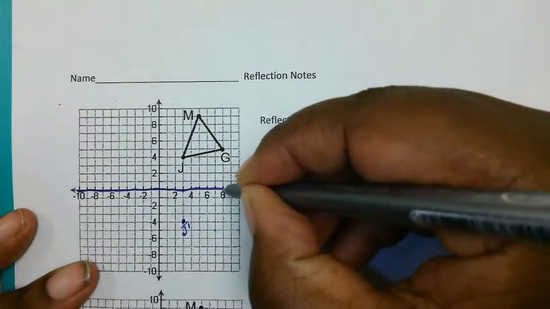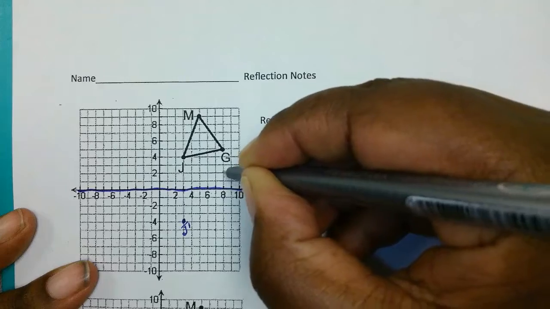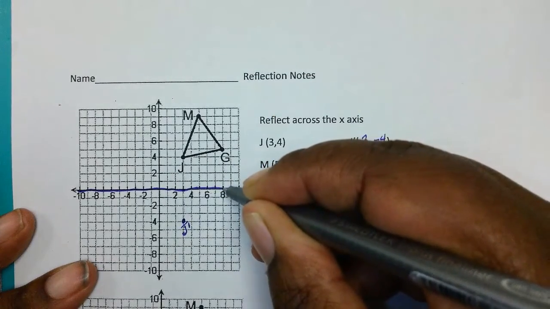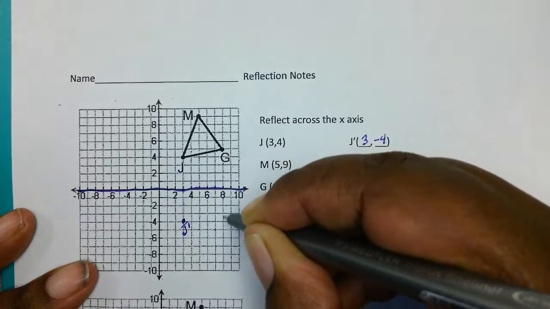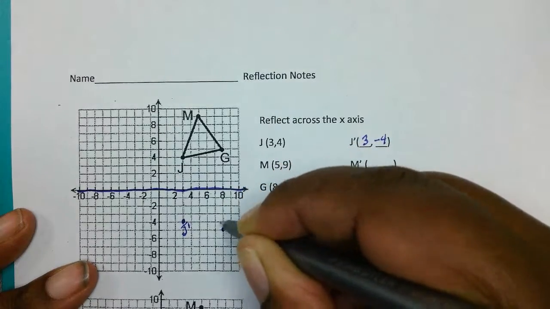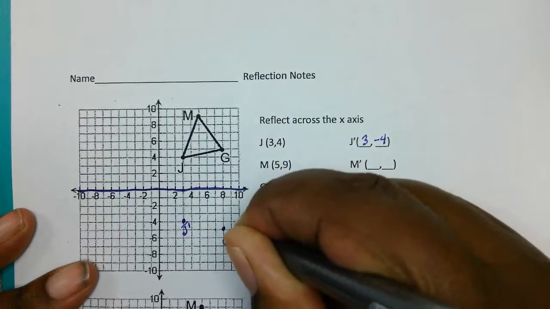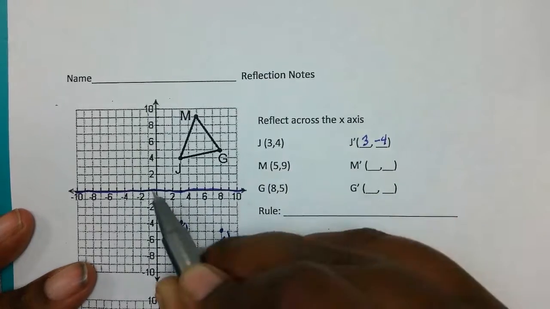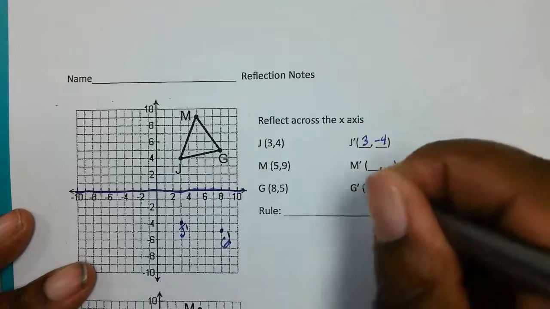G, I had to go up 1, 2, 3, 4, 5. So for G prime, I'm going to go down 5. 1, 2, 3, 4, 5. That's G prime. Should have gone in order, sorry. So that's going to be 8, -5.